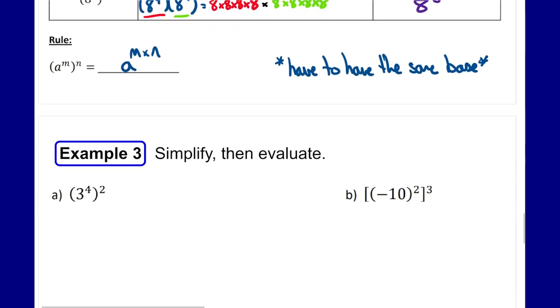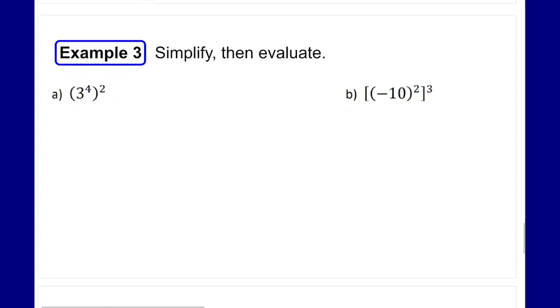So let's go through and simplify and then evaluate. 3 to the power of 4, to the power of 2. Power to a power tells me that I have to multiply my exponents, so 4 times 2. So I get 3 to the power of 8. Again, similar to before, this is simplified.